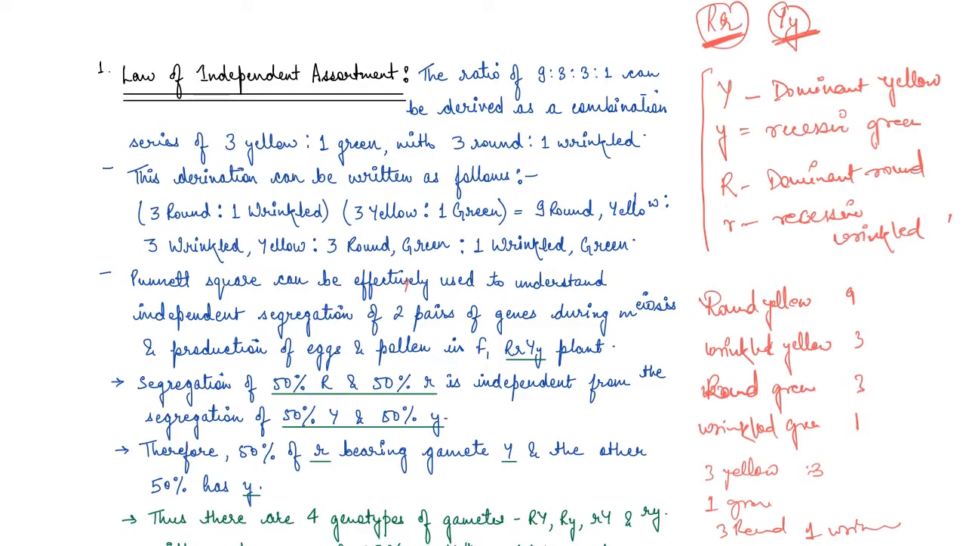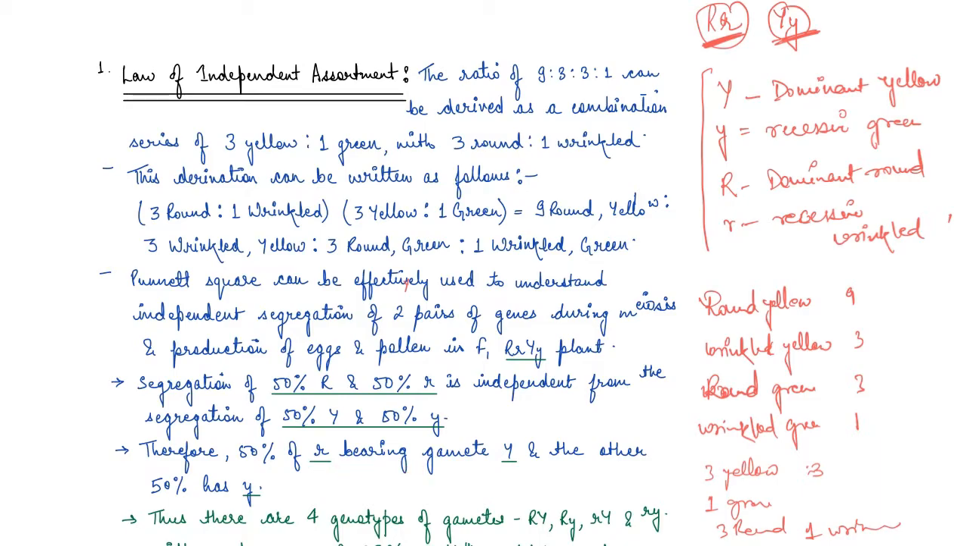So the Punnett square basically can be used effectively to understand the independent segregation. So if I tell you that two pairs of genes and we have segregation of 50% as the round and 50% as wrinkled. Now this is independent of 50% of yellow and green. Therefore, 50% of wrinkled bearing gamete, right?